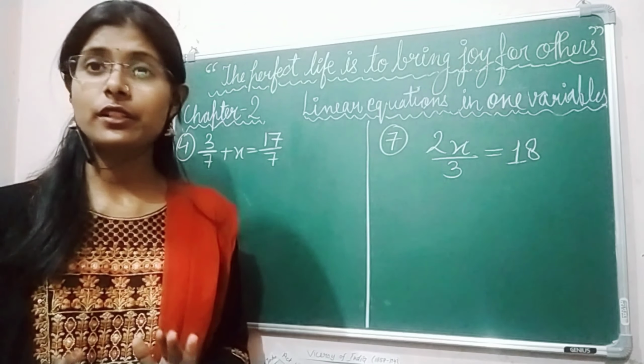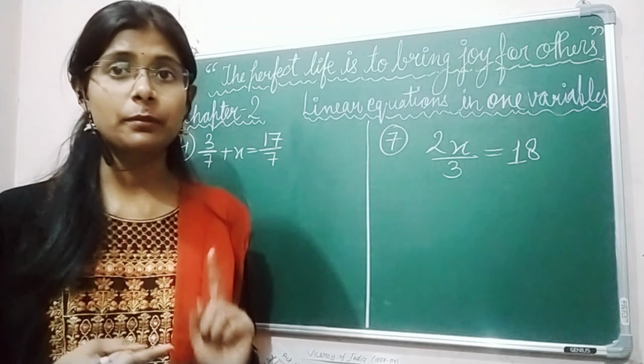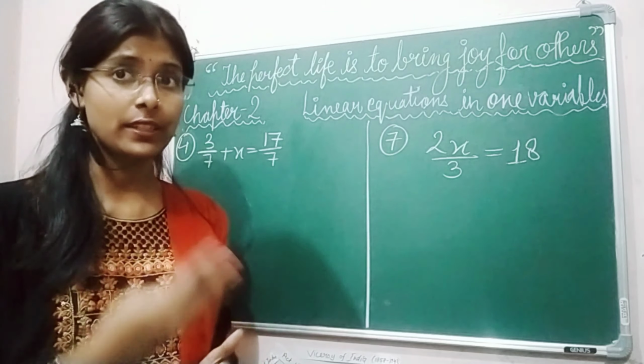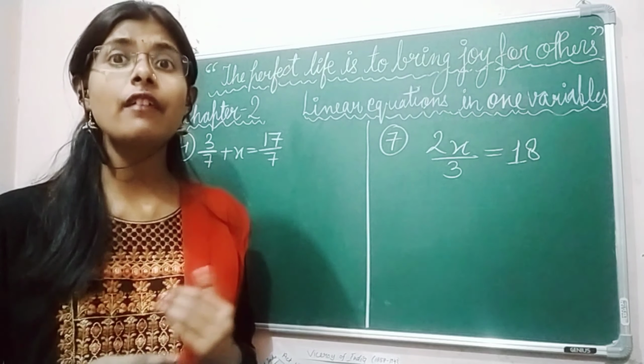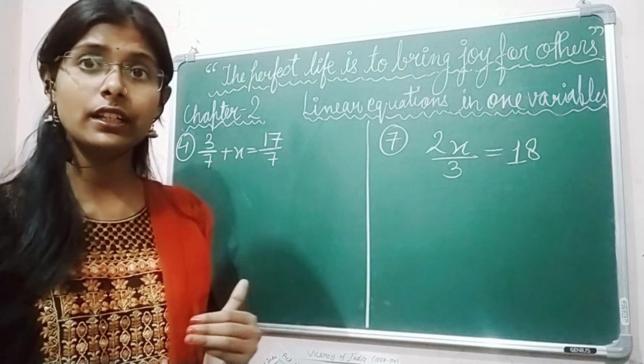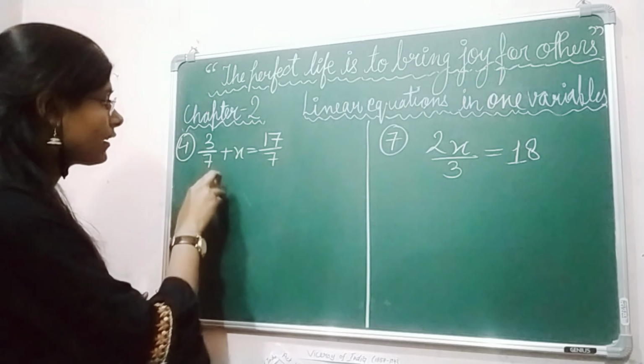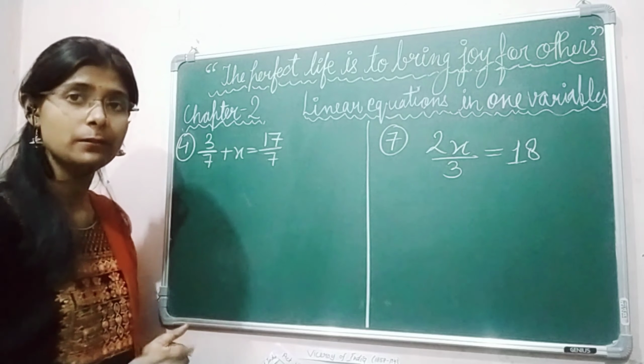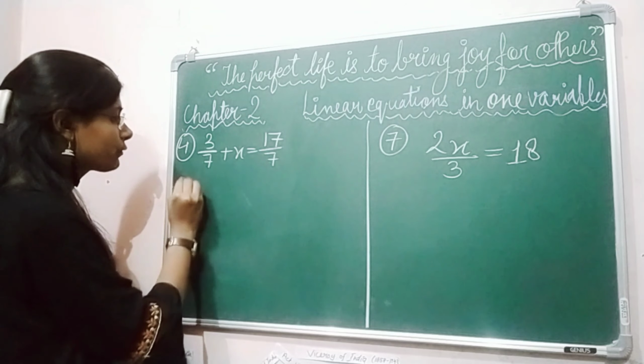Now I hope you understood that when there is one operator, the plus sign, minus sign, or the division or multiplication, then it is easy to transfer it directly. But when we have more than one operation in a single equation, like you will see here, the number is written in the fractional form and also the plus sign has been used. So how to do this type of question?